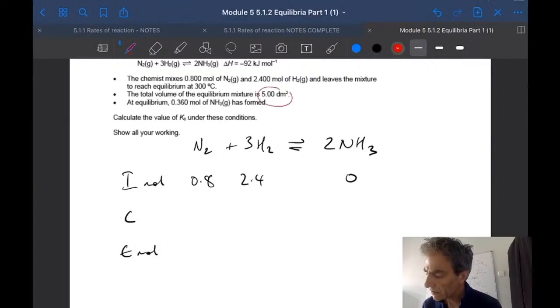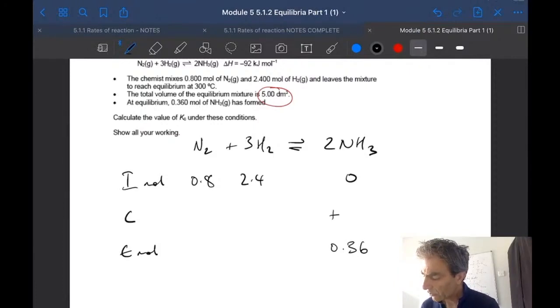That's important when it comes to concentration, so I'll just circle that. At equilibrium, 0.36 moles of ammonia has formed. So we know that at equilibrium the moles of ammonia is 0.36. Okay, so that means that that's gone up by 0.36. So to go from 0 to 0.36, it's obviously increased by 0.36.